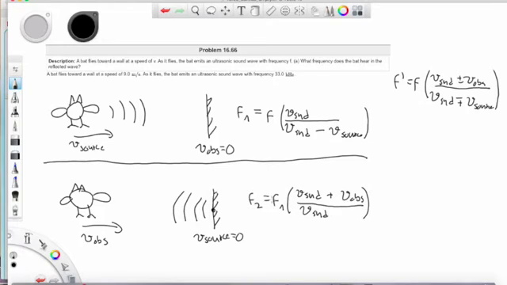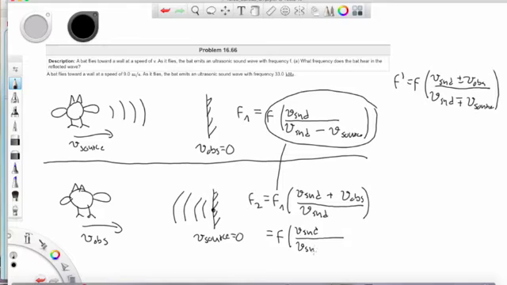So what is f1 in these equations? We solved it in the first part, which is this term here, and we will input it to f1. So we'll just do that. So f times v sound divided by v sound minus v source, and then the second term, v sound plus v observer divided by v sound. Okay, so this is the first part.